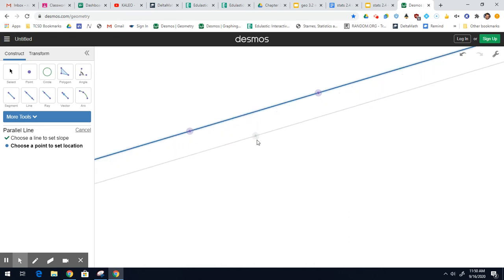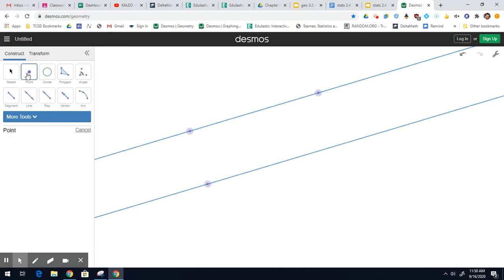Then if you drag down, you'll see I have this gray line, and I can put this point anywhere I want to. I'm going to put it right there. Now I'm going to add a second point onto that line. And now I'm going to make a transversal go right down through these two parallel lines, and I want to make sure I see obtuse and acute angles.